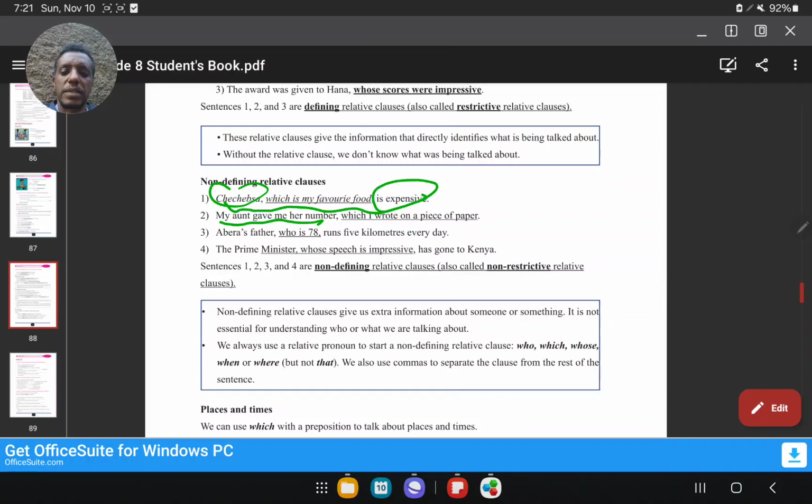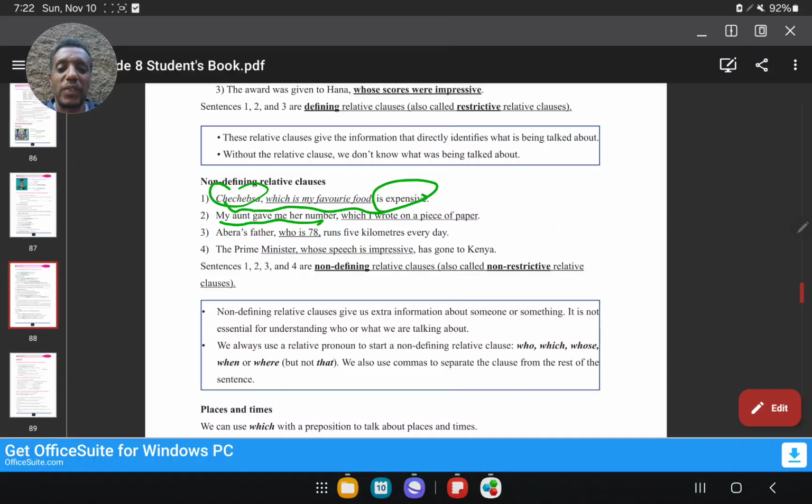So sentences 1, 2, 3, and 4 are non-defining relative clauses, so-called non-restrictive. Well then students, non-defining relative clauses give us extra information about someone or something. It is not essential for understanding who or what you're talking about. We have no question of who we are talking about, or who the guy is, or who is the subject or the object.